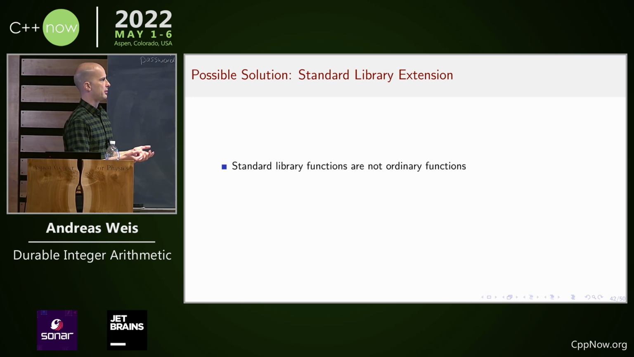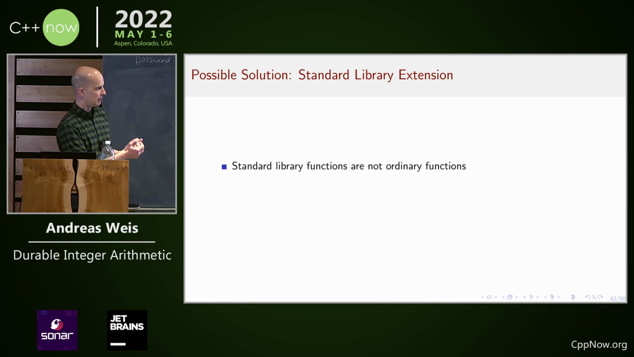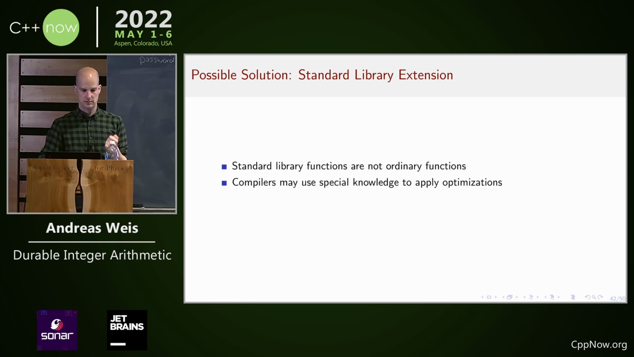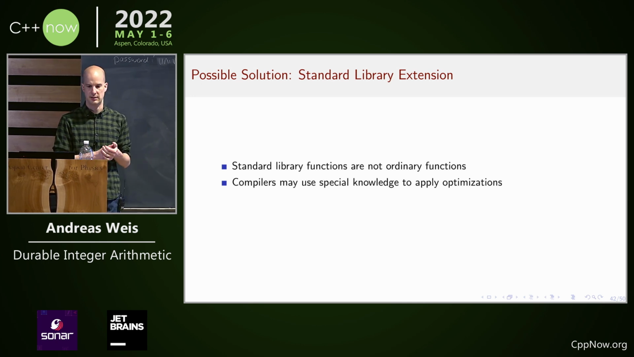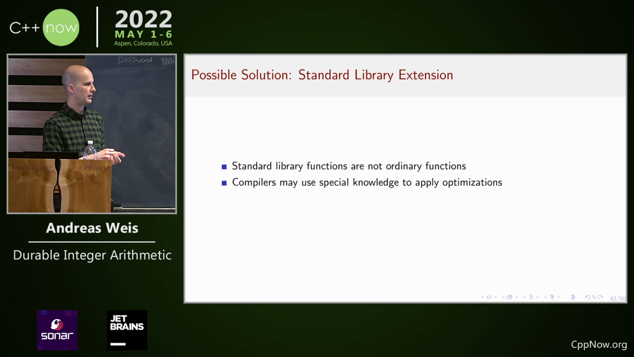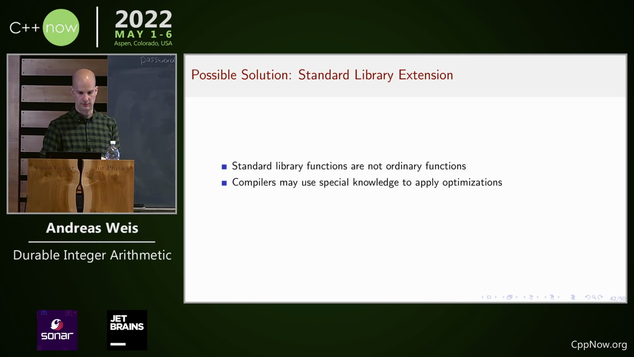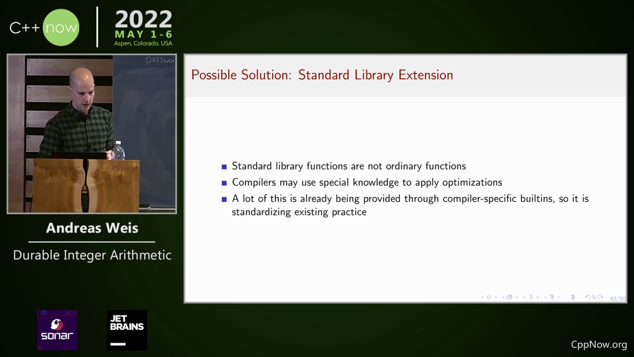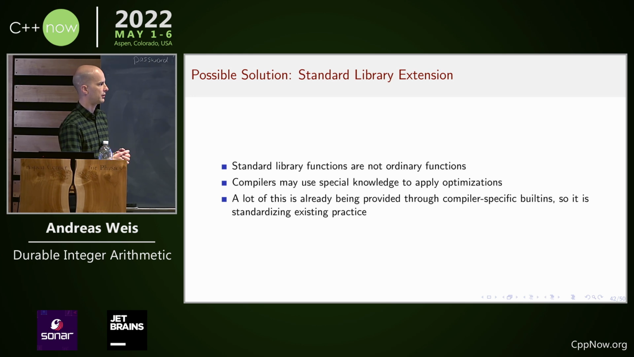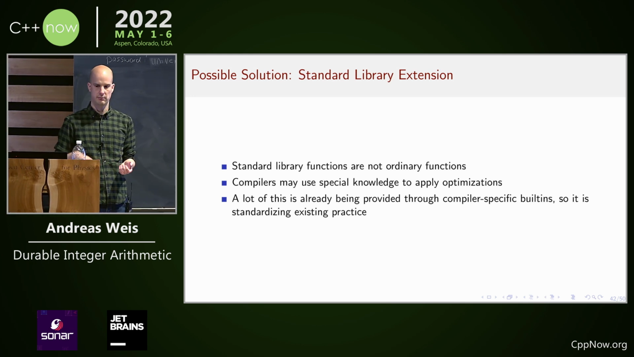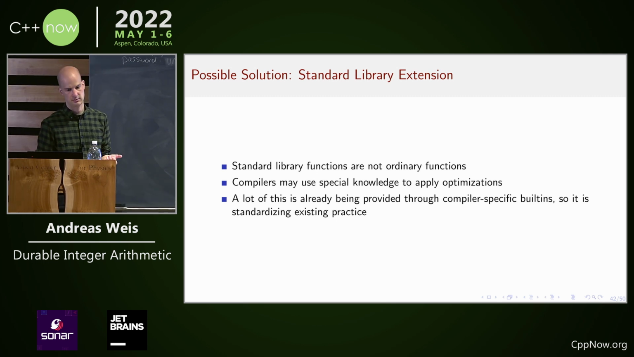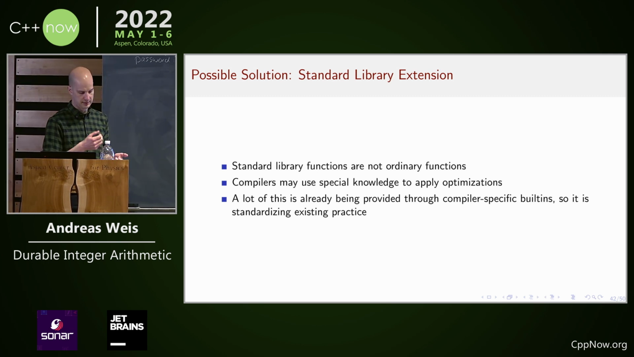So what about standard library extensions, right? Because standard library functions are not ordinary functions, the compiler may use special knowledge, since their semantics are well defined by the standard, to apply optimizations that it could not apply to built-in functions. And again, Fedor Pikus in his talk on undefined behavior gave some nice examples for this. Furthermore, a lot of this functionality is already being provided by compilers in the form of compiler-specific built-ins. So we would be standardizing existing practice to some extent. So it seems to be a good match.